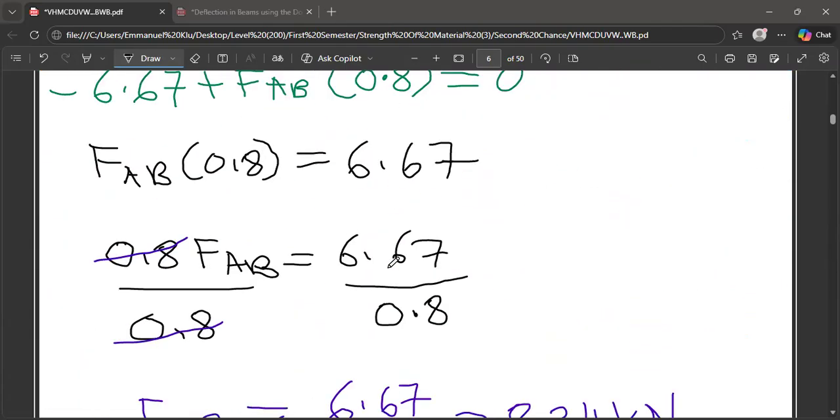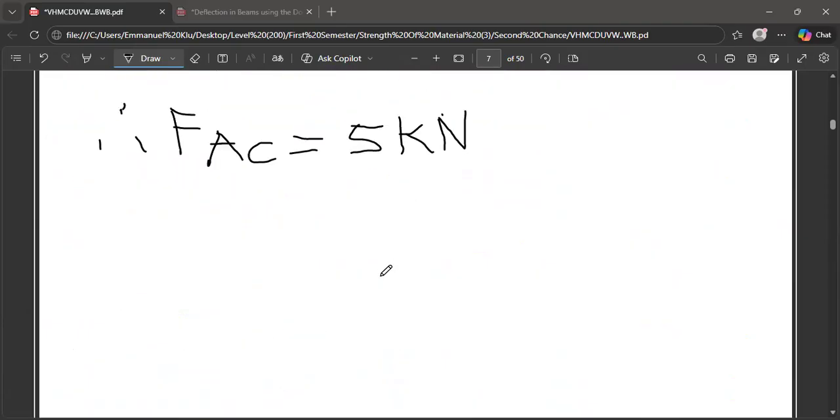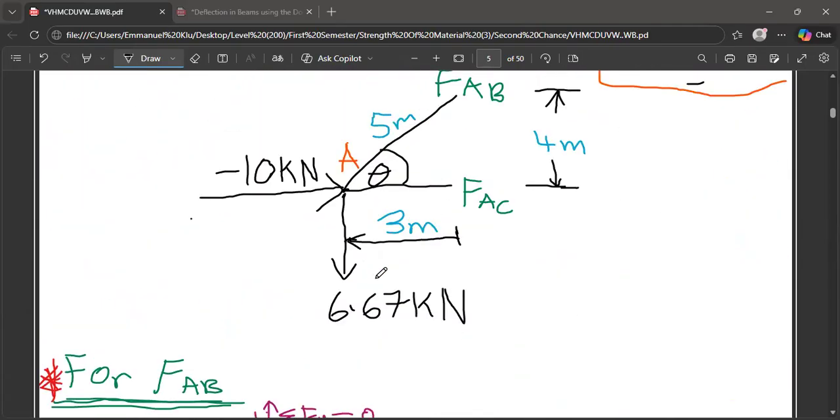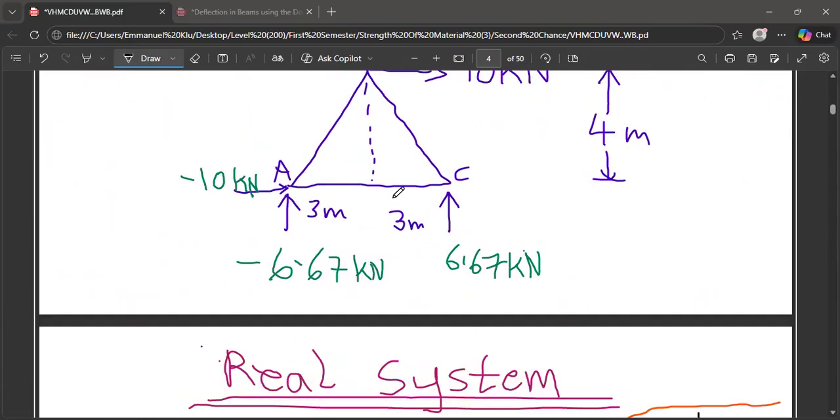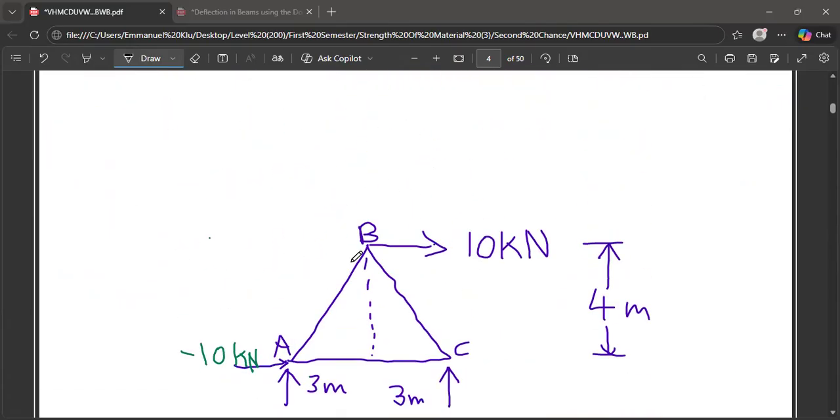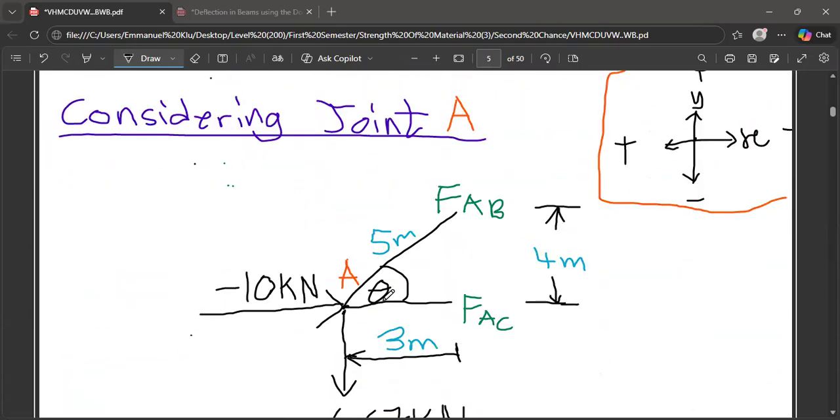Because we have already considered joint A. Can you see over here? When we took joint A, you see that first of all, we calculated all the reactions. Okay, for that one is basics. Then from the reactions, we focus on joint A to calculate for FAB and FAC.